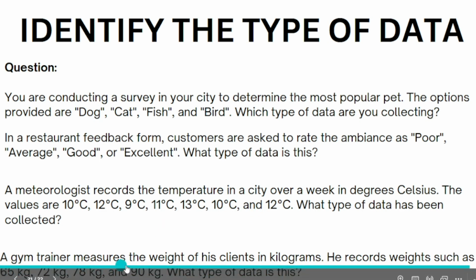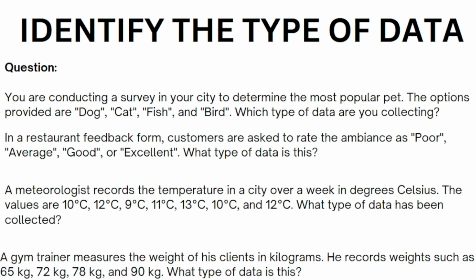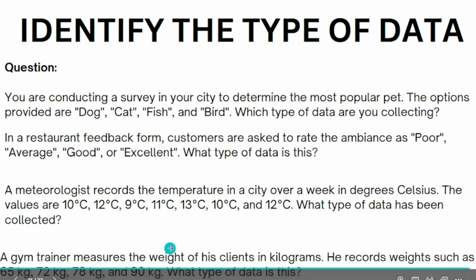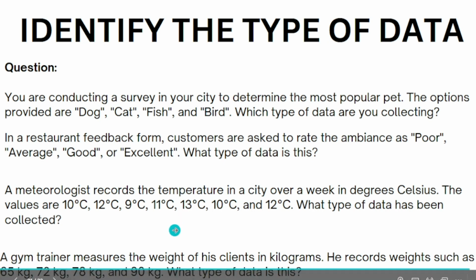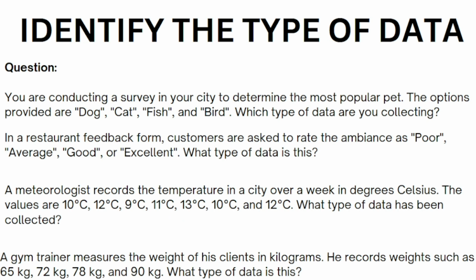You have a gym trainer who measures the weight of his client in kilogram. He records the weight such as 65 kg, 72 kg, 78 kg and 90 kg. What type of data it is? So it is again a quantitative data. The values are numeric in nature. It is a ratio data.